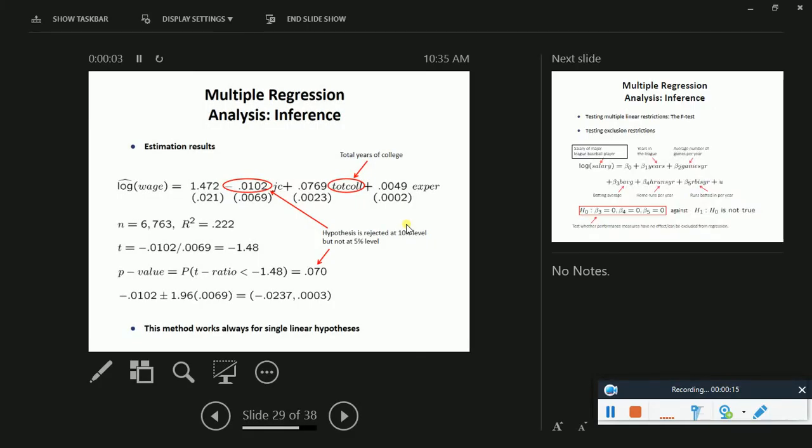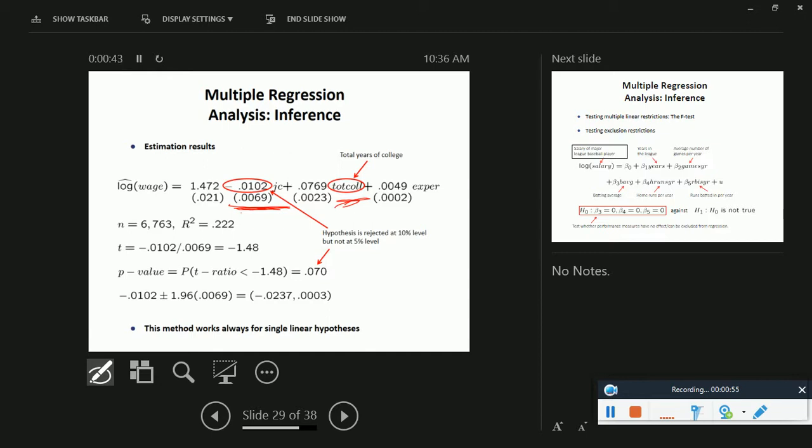So yeah, we were discussing the multiple regression model. If you see, the n here is like 6,000 and R-squared is 0.222, and we are trying to estimate the log of wage, and whether it depends on JC, the junior college, TOT COLL, the total years of college, and XPER, the experience.